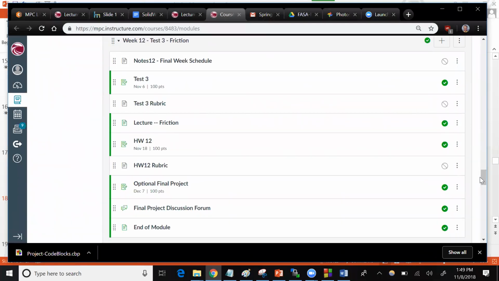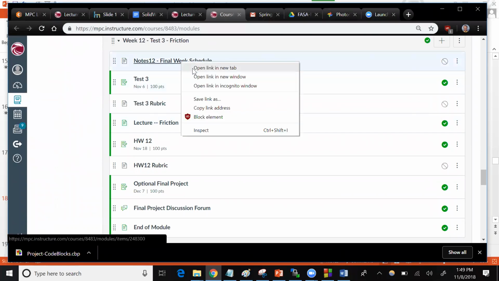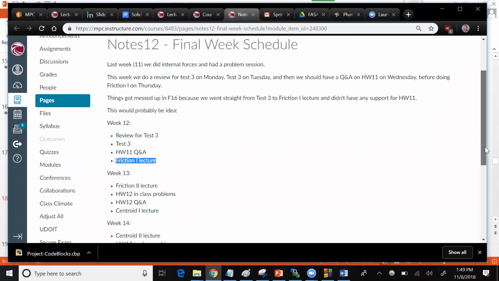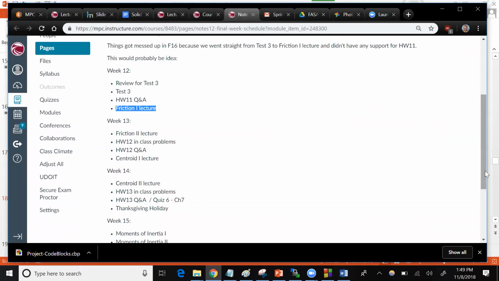So this is friction. I think I made notes to myself. I should have read this. I usually do this. Let me see what it says. Problem session. This week we do a review for test 3 on Monday, test 3 on Tuesday, and then we should have a Q&A on homework 11 on Wednesday before doing friction 1 on Thursday. Homework 11. But we did homework 11. I used to do Q&A sessions as well, but this is actually an old note here. So this is my suggestion, and this is kind of what we did. Oh, and we're only supposed to do the friction 1 lecture this week, I guess. But the point is, we're kind of slipping.